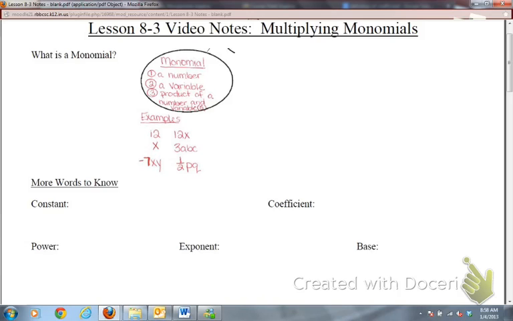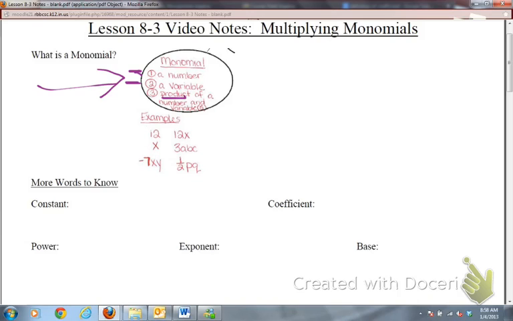First of all, we're going to review what a monomial is, and I just copied this picture from the notes from lesson 8.1. Remember, a monomial can be one of three things. It can be just a plain number, it can be just a variable by itself, or it is a product of those things. It can be a longer item. So these are just the examples that we did from lesson 8.1.